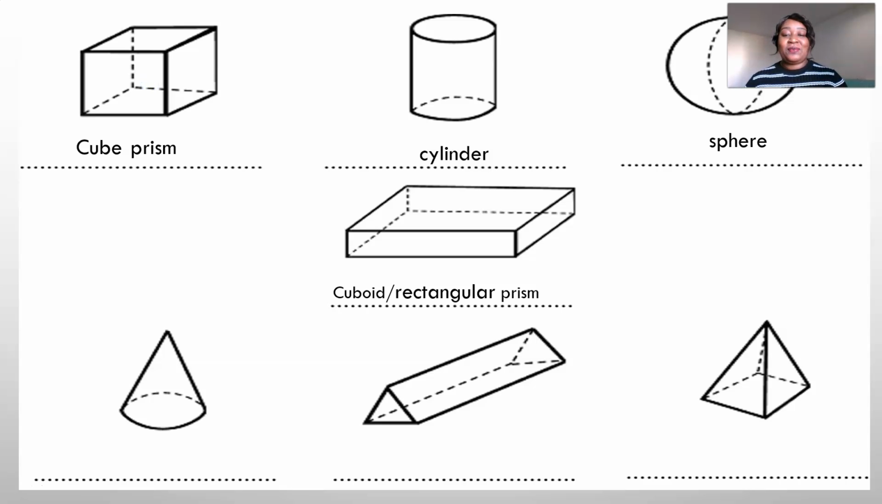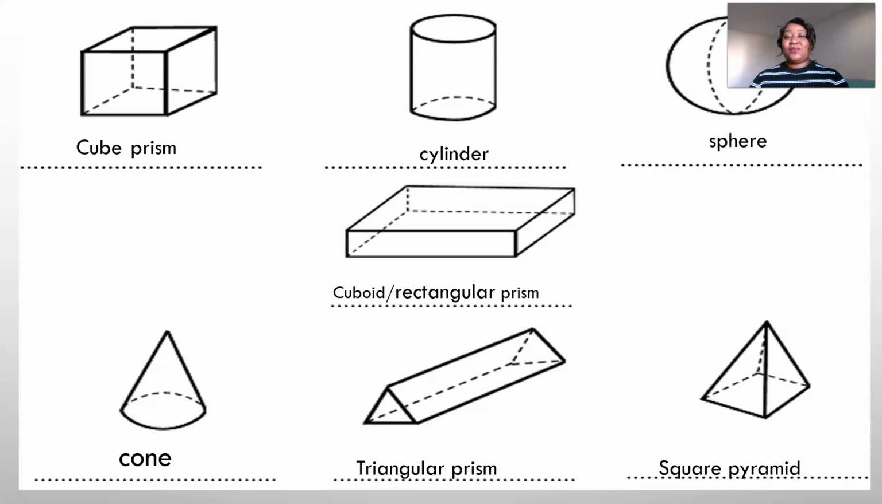And then the next one, we call that a cuboid, or we also call it a rectangular prism. So that one is a prism. Then this one is a cone. It's not a prism or pyramid. And this one is a triangular prism. Then the last one is a square pyramid. I understand some of you might have written rectangular pyramid. It's okay still because sometimes you cannot see whether it's a square or a rectangle.